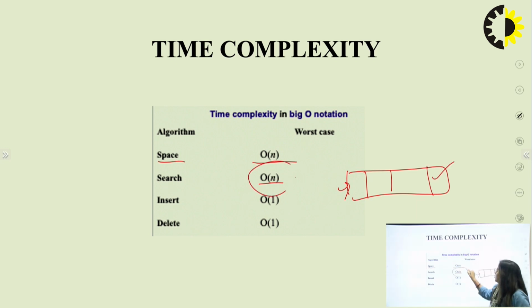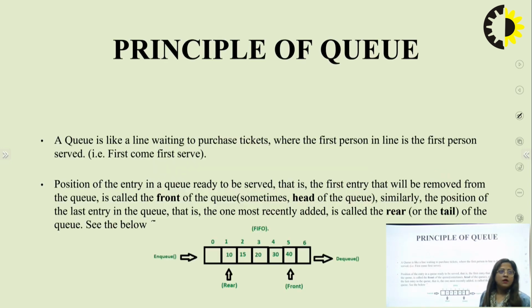Then that time your complexity is order of n. Insert and delete both have the same time complexity, order of 1, meaning we insert any single element and delete any single element. So in this case we use order of 1 time complexity for insertion and deletion.